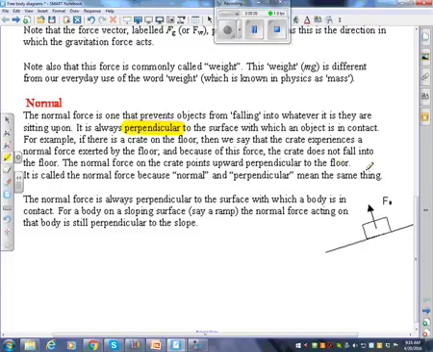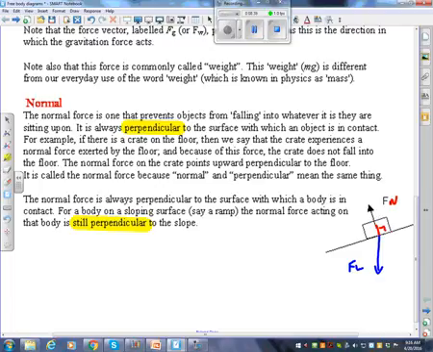What happens on a ramp like that one? The normal force is always perpendicular to the surface with which a body is in contact. For a body on a sloping surface, say a ramp, the normal force acting on that body is still perpendicular to the slope. So there's the slope. So this is Fn, perpendicular. Like so. What direction is gravity? Straight down, Fw.